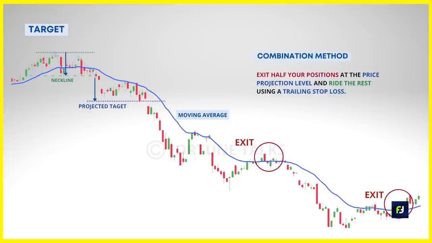Now the last method uses a combination of both these methods. The idea is to exit half your positions at the price projection level and then ride the rest of the move using a trailing stop loss. By doing this, you will be able to lock in some good profits and not fall prey to the market reversals.